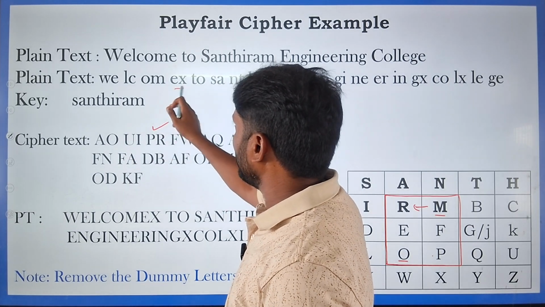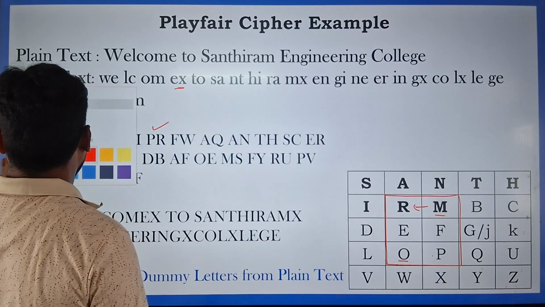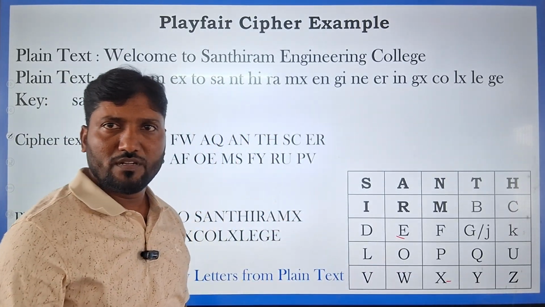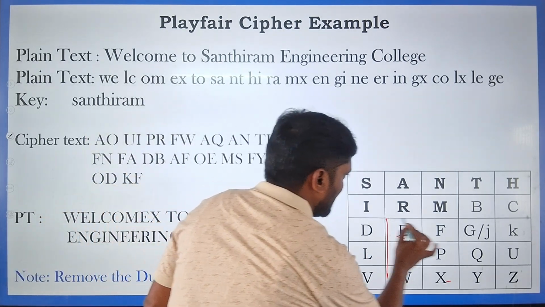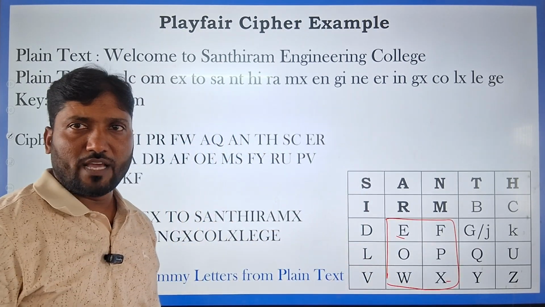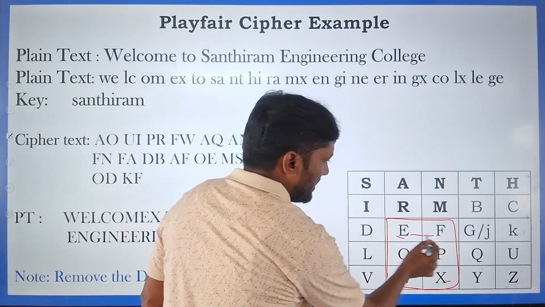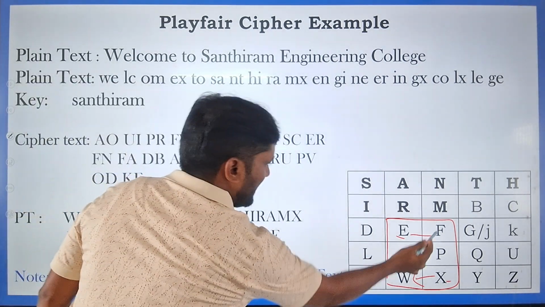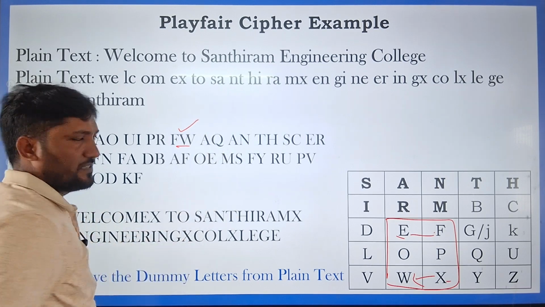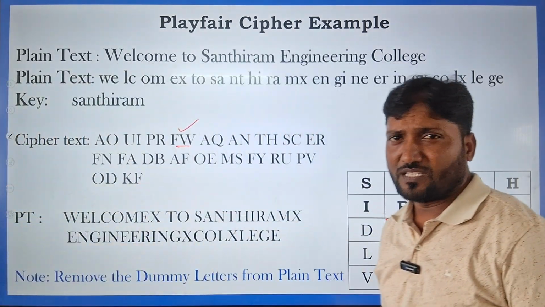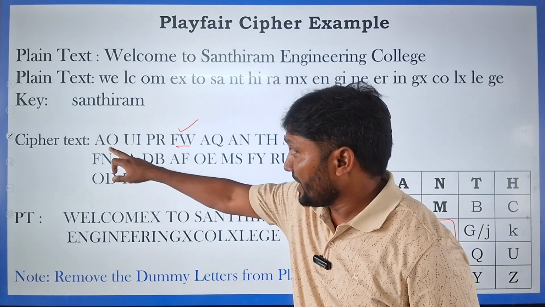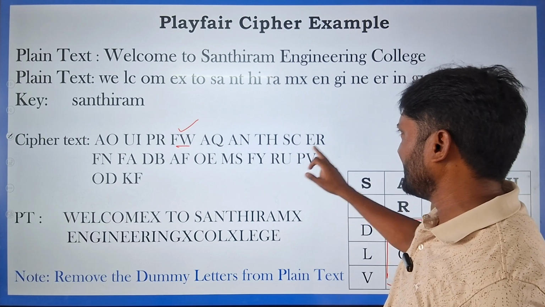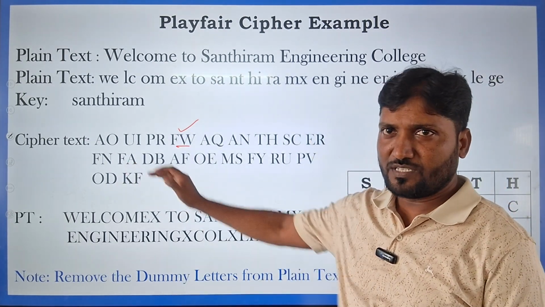And the next one is EX. Where is the EX here? There is an E, and there is an X. Both are not in the same column and not in the same row. Then we can form a rectangle. What is the opposite letter in the rectangle for E? F. For X, W. So FW. Like this we can generate the cipher text. The cipher text for the given plain text is AO, UI, PR, FW, AQ, AN, TH, SC, ER, FN, and so on. This is the cipher text.